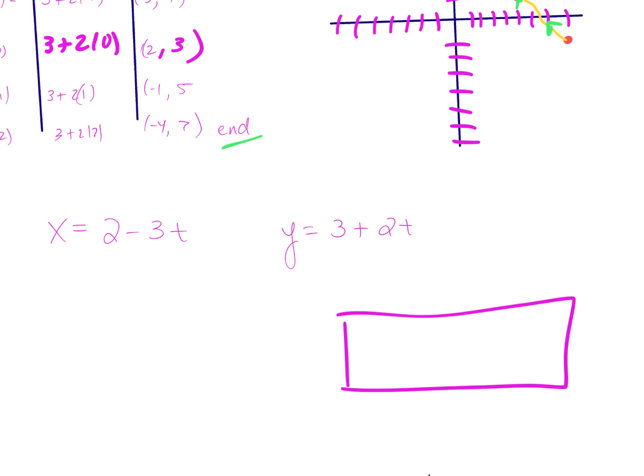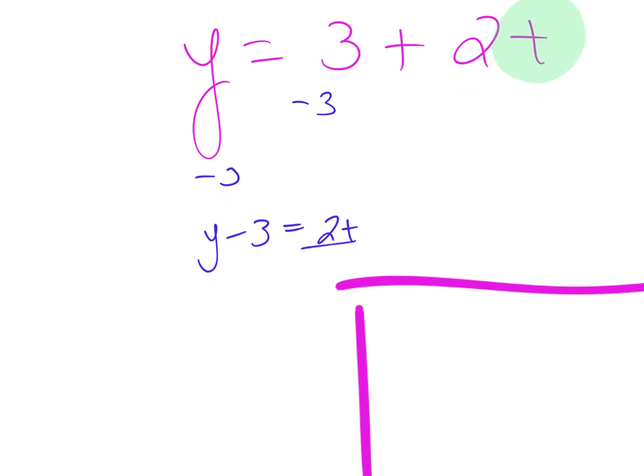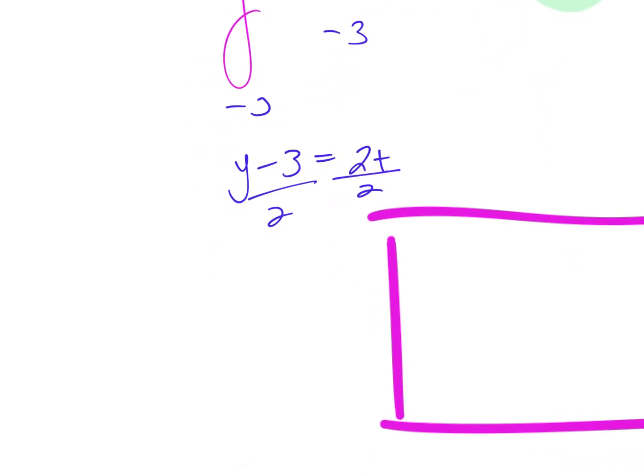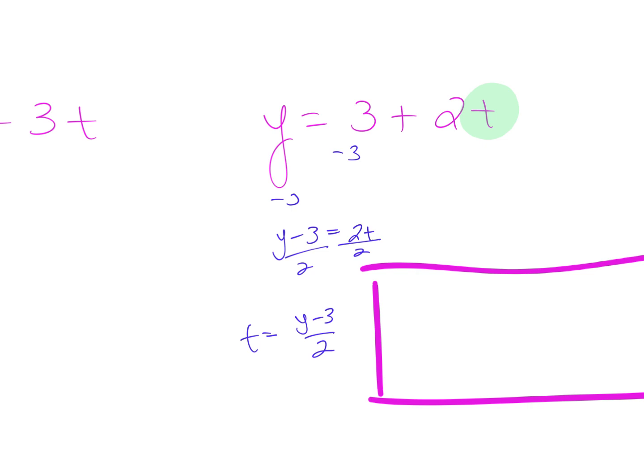The x or the y equation? The y? Okay, so we're solving for t. I'm trying to get t by itself. So what would you do? How would I get t all by itself? I'm going to subtract 3 from both sides. Good. So you have y minus 3 equals 2t. And then what? I'm going to divide both sides by 2. So you have t equals y minus 3 over 2. Does everybody understand that?